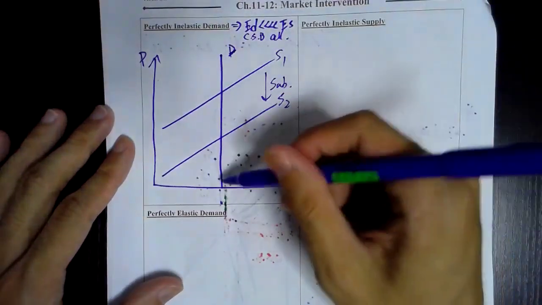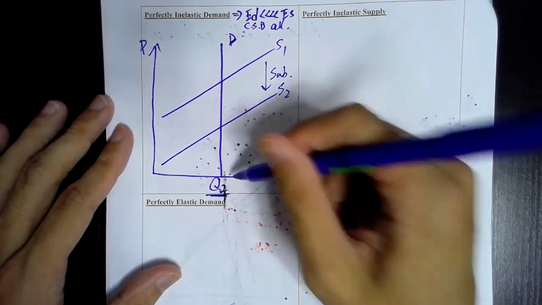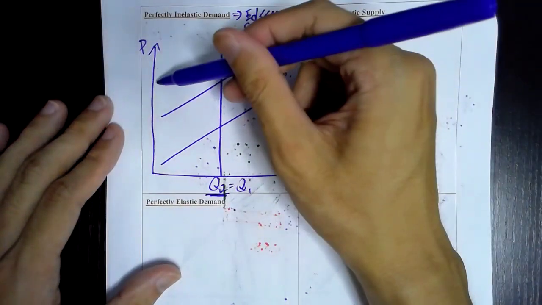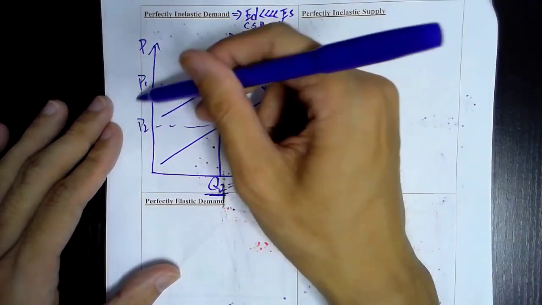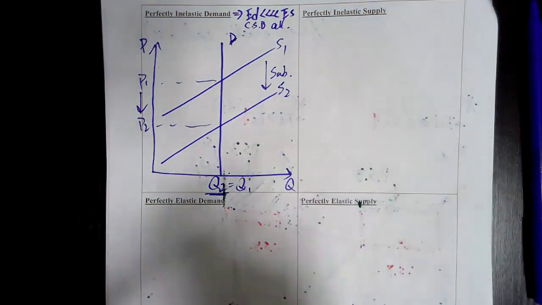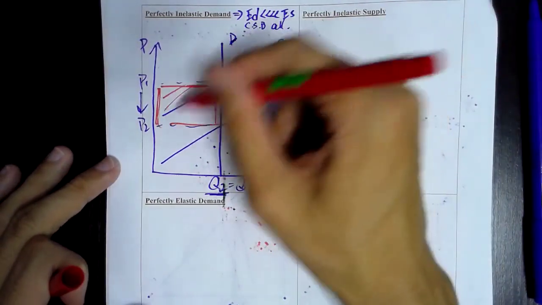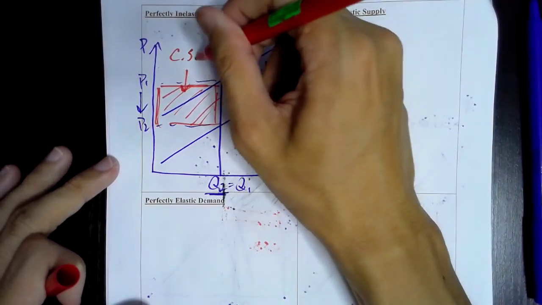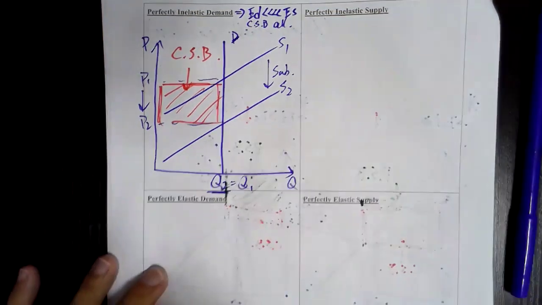Okay, let's see. Again, Q2 first. So Q2 is here, which is the same as Q1. This time it's the same, okay? Then let's see. This is our P1. This is our P2. Now you see here we have a drop in price. What does that mean? It means that this whole red box will be all consumer subsidy benefit. The price is lower, right?